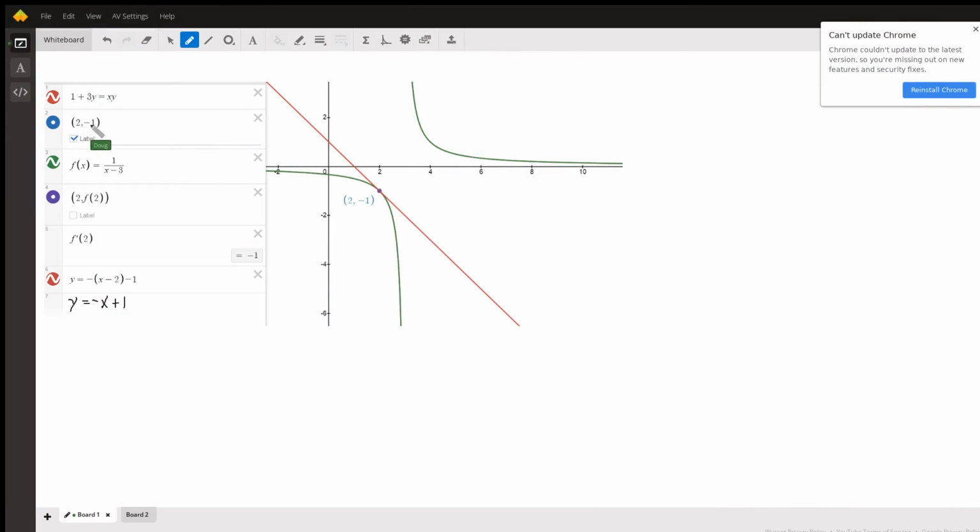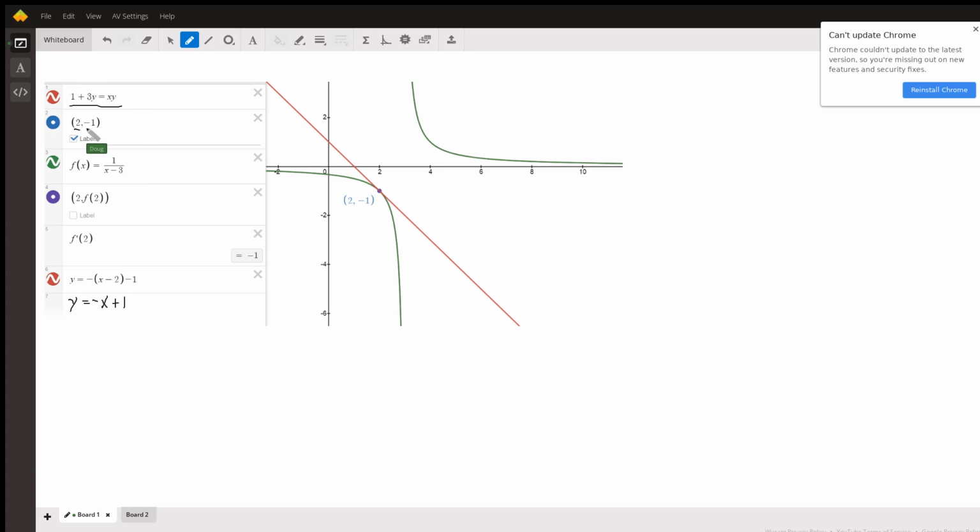Okay, we're supposed to find the equation of the tangent line to this curve at the point where x equals 2. And here's a picture that illustrates what's happening. This green graph is the graph of 1 plus 3y equals xy.